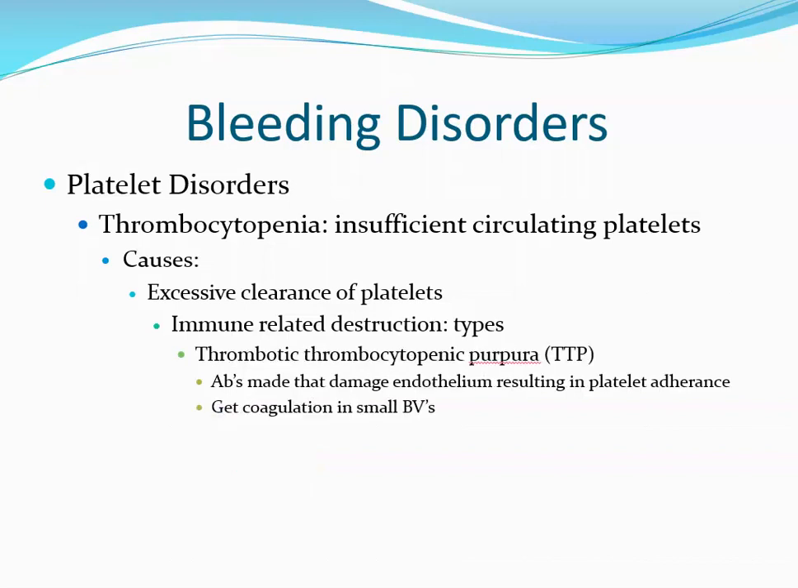And then another example is thrombotic thrombocytopenic purpura. Here, antibodies are made that damage the endothelial lining of the blood vessels, and this will result in platelet adherence. This is what we talked about in the coagulation chapter. When that endothelium is damaged, it exposes the underlying collagen, and platelets will stick. So now you get a widespread coagulation in these small blood vessels that have been damaged by the antibodies. These platelets are involved in these random clots. They will not be available when there is actual bleeding.